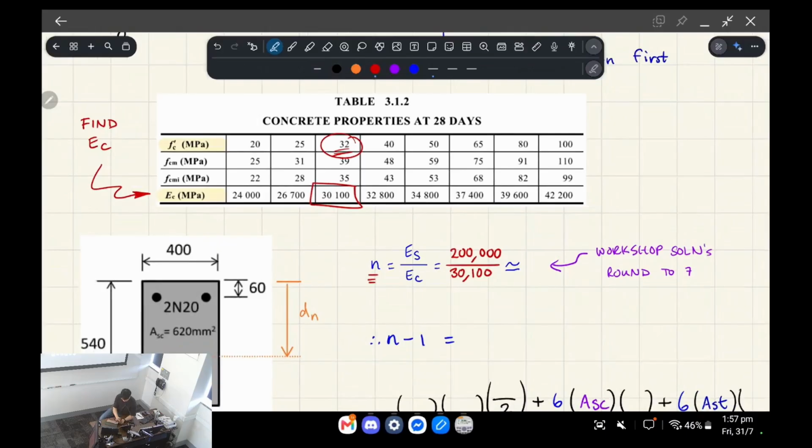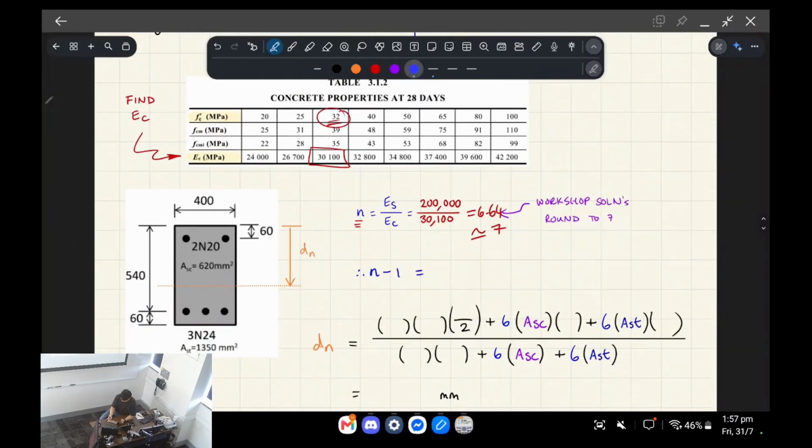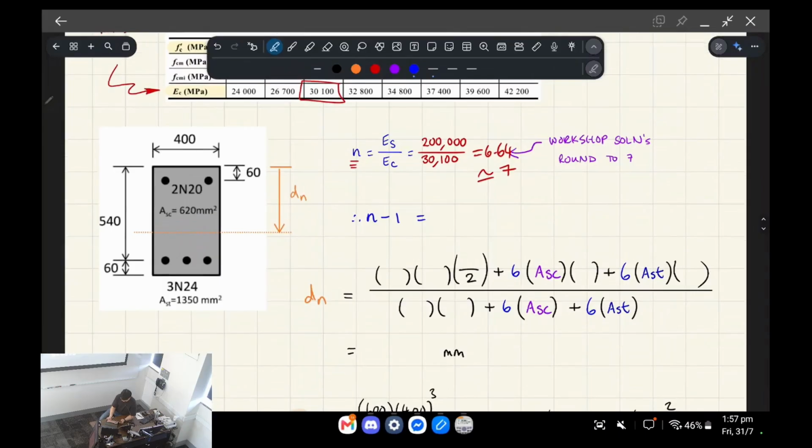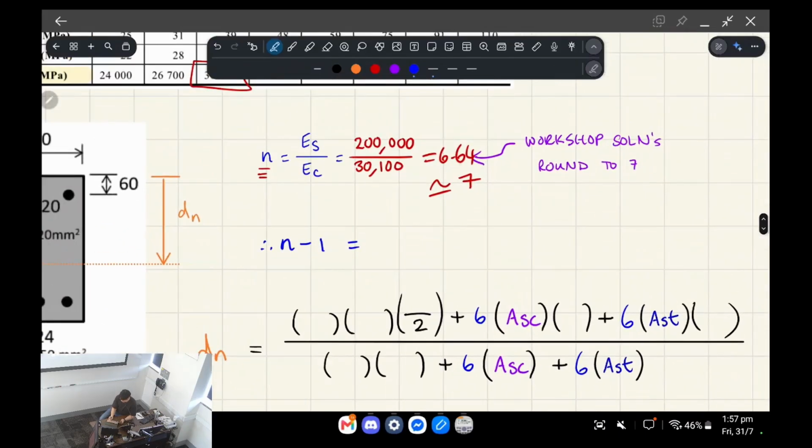Basically this gives us 6.64, and then the workshop rounds it to 7 for some reason. I wouldn't recommend doing this in your finals. It feels a bit wishy-washy to do. So I mean, you can round it to 1 decimal place if you want, but I wouldn't round it to 0 decimal places. You know what I mean?